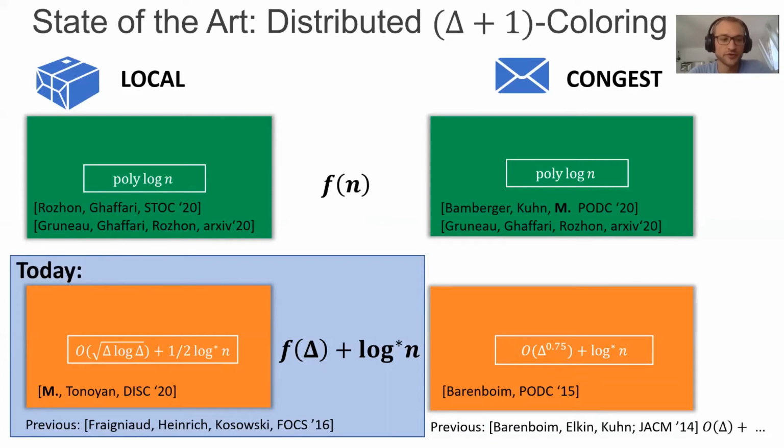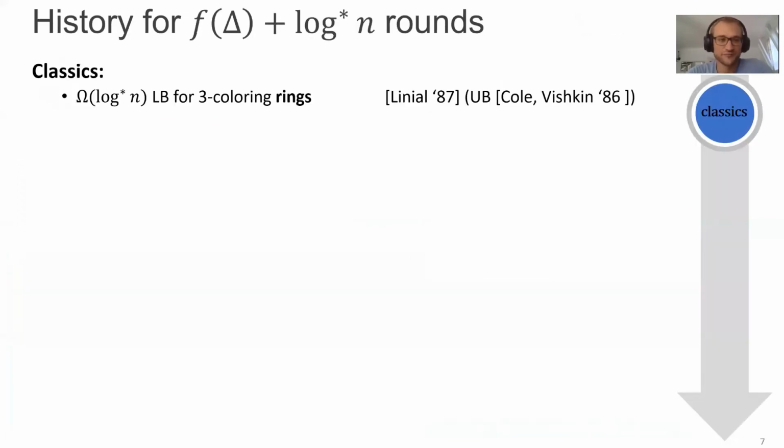So let's look a bit more detailed about the history and what's known in this area. First of all, one can ask, why do we have this log star n term here and not just completely abandon any dependency on n? And this is due to a classic lower bound by Linial.